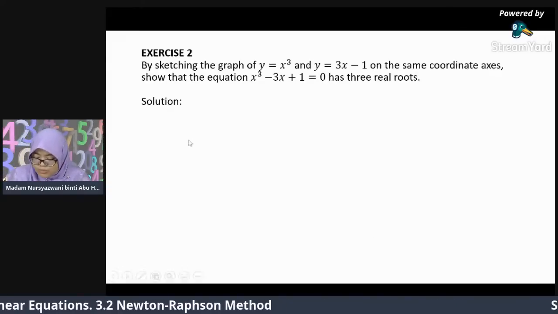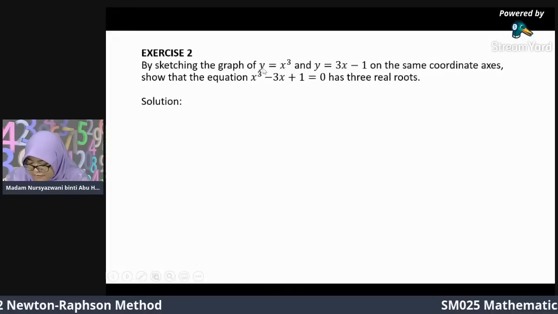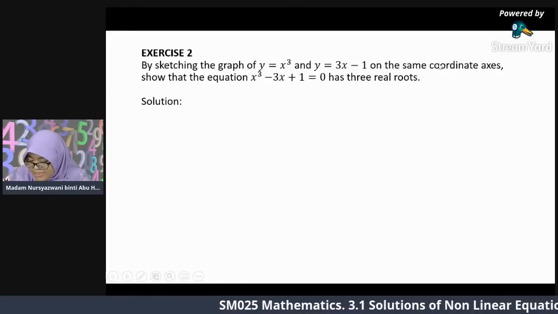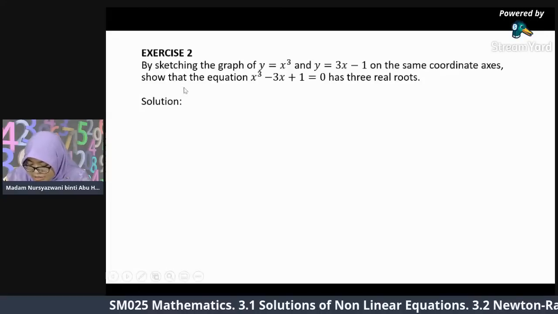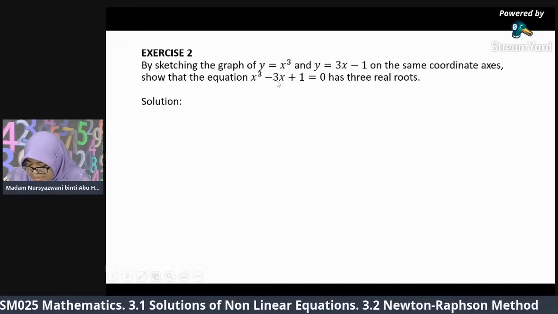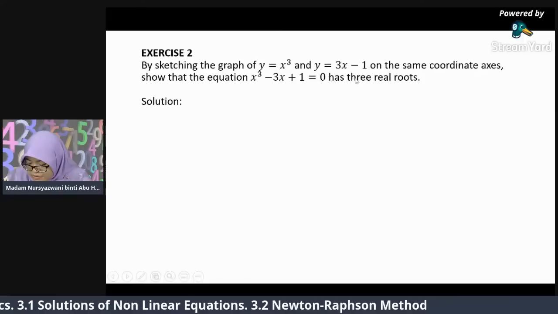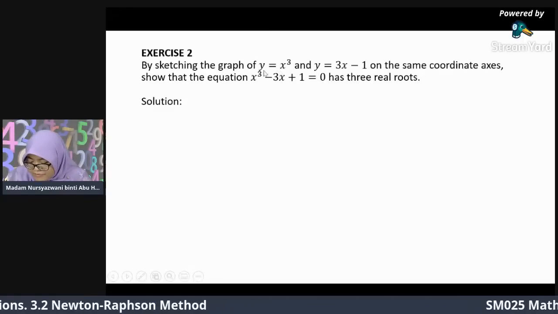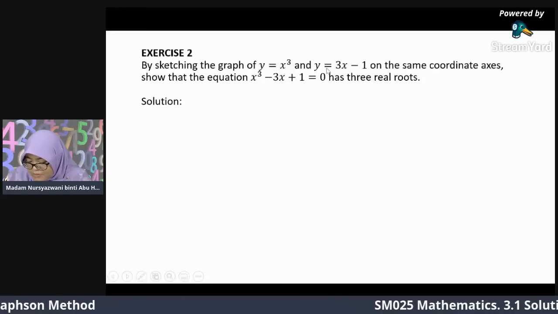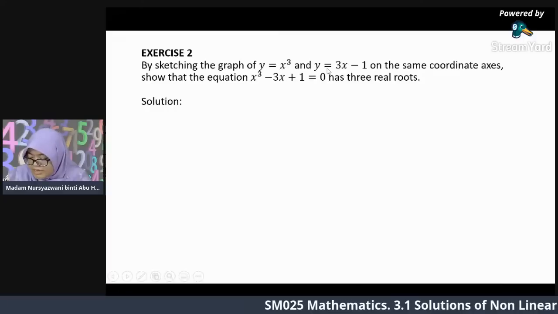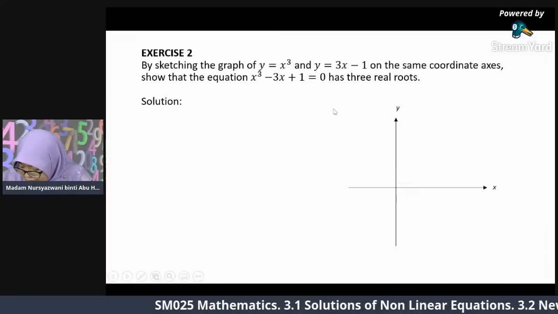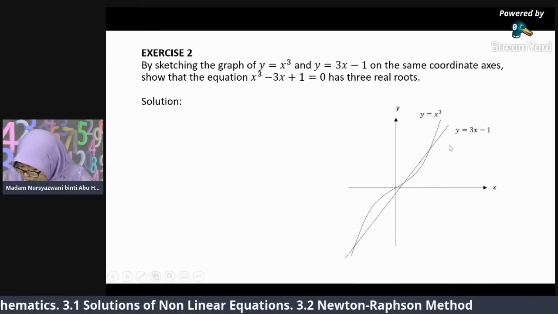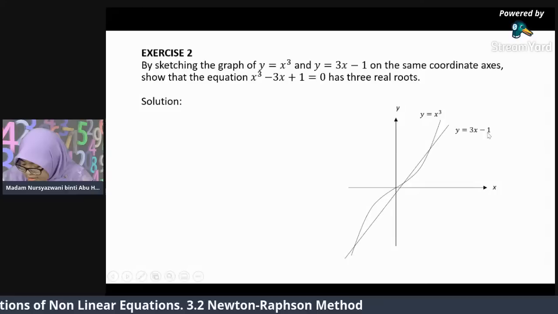Okay, exercise 2. By sketching the graph of y equal to x cubed and y equal to 3x minus 1 on the same coordinate axis, show that the equation x cubed minus 3x plus 1 equal to 0 has 3 real roots. So dekat sini awak ada dua fungsi, iaitu y equal to x cubed and y equal to 3x minus 1. So now we sketch the graph y equal to x cubed and y equal to 3x minus 1.